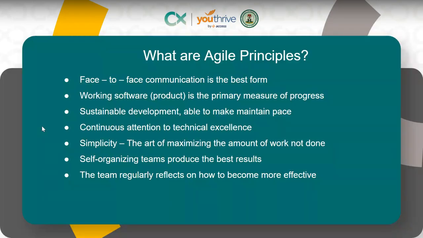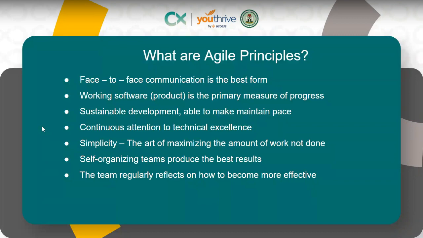The last one says the team regularly reflects on how to become more effective. So there's a part we call retrospective, where we review the sprint. We look at the sprint and discuss things that we did well, things that we didn't do well, and recommendations on how we can improve. That's something that's regularly done in Agile to ensure that you are improving and being effective.